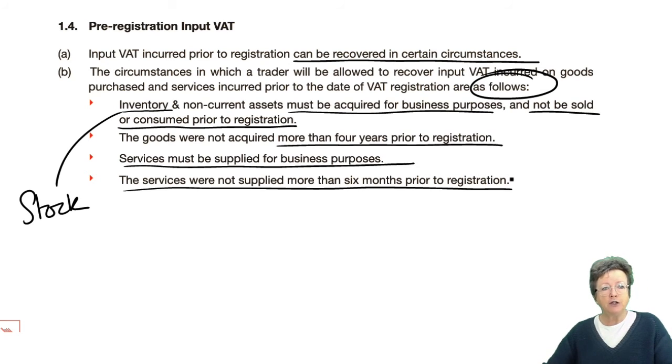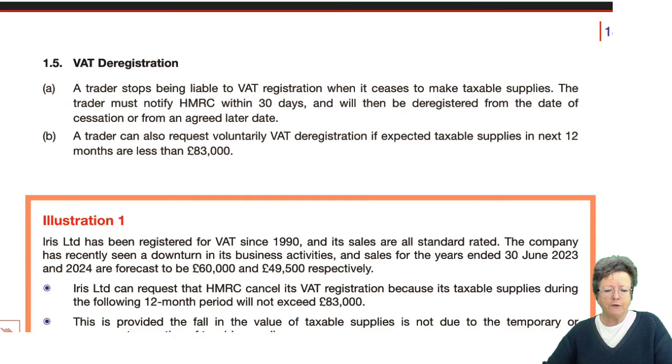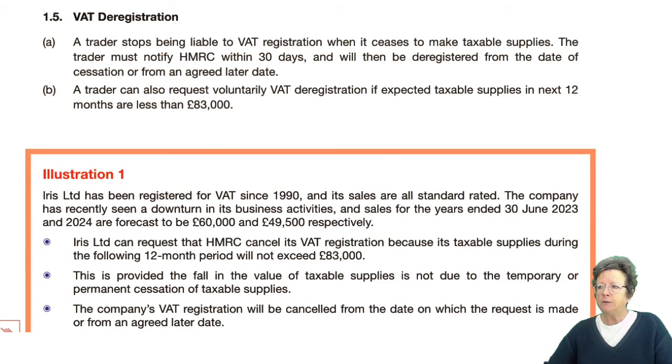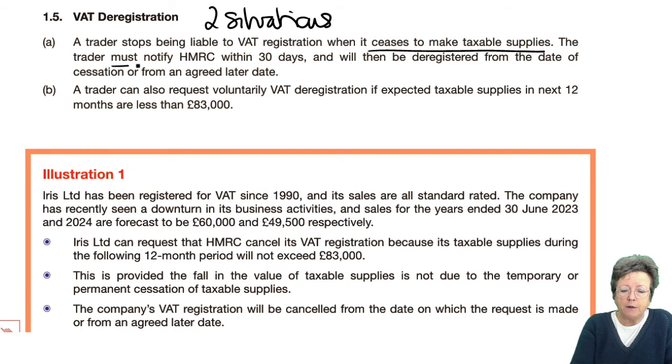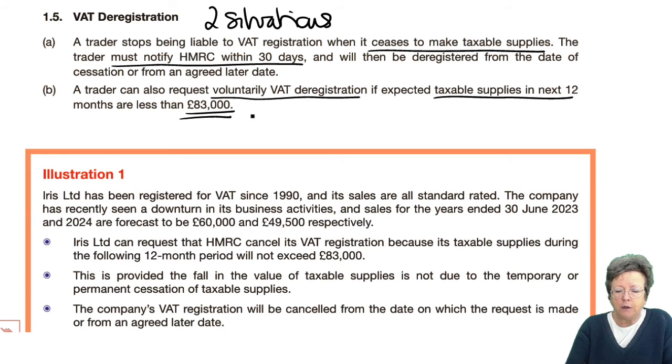So that's VAT registration. We've got historic registration, back 12 months rolling forward, and future registration and how that works and whether it's worth registering voluntarily. Now, deregistration, there are two situations where you cease to make taxable supplies and then you must notify within 30 days. Or you can voluntarily deregister if your taxable supplies in the next 12 months are less than 83,000. Now that's lower, but the limit is in the rates.